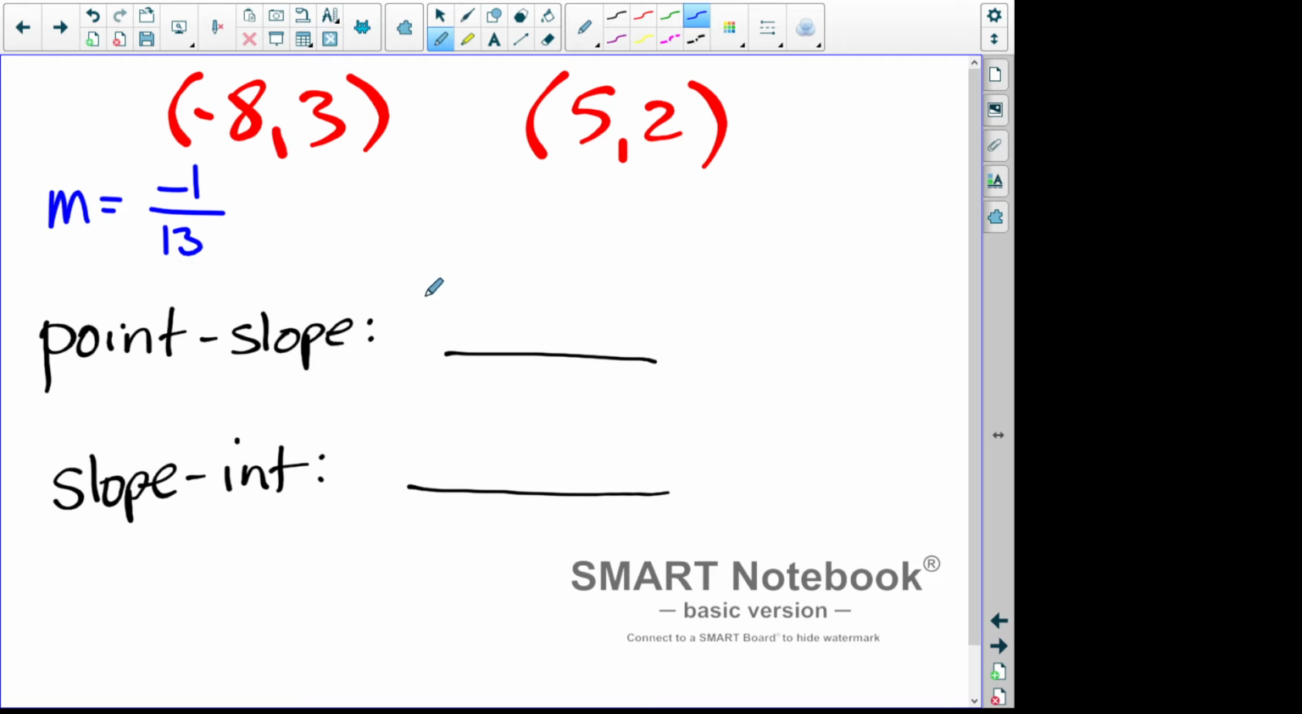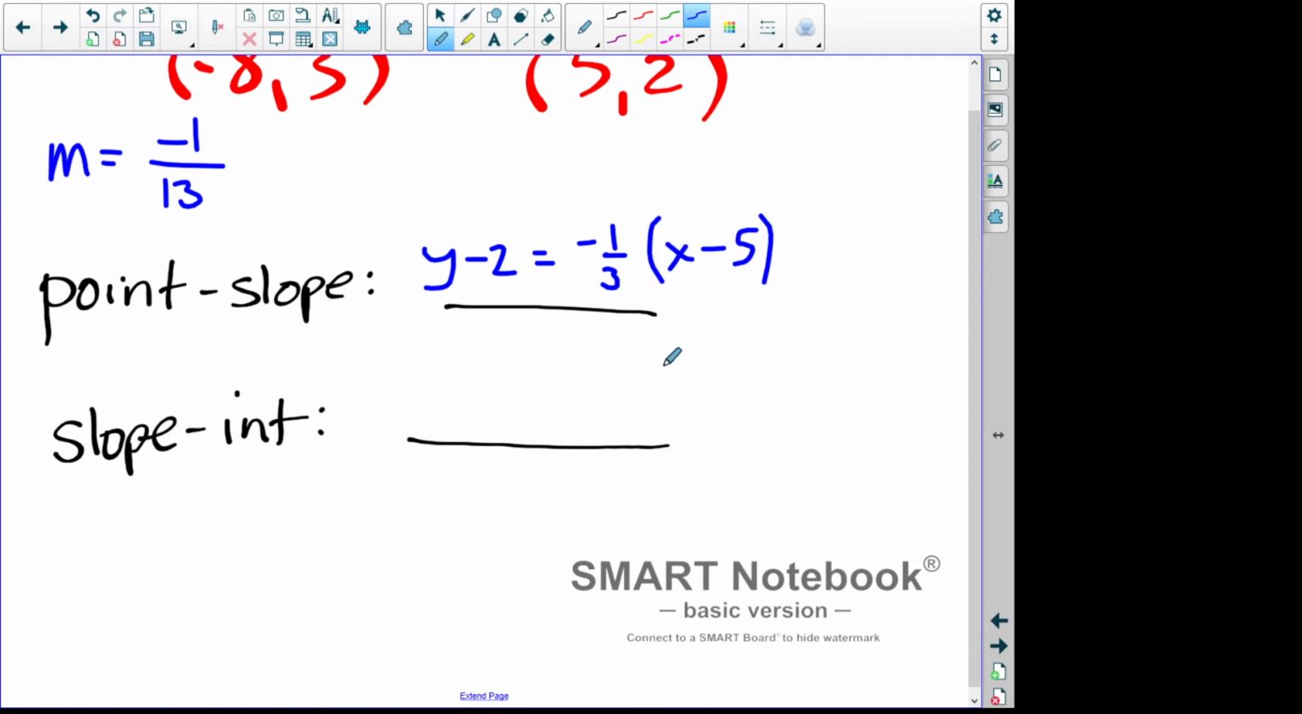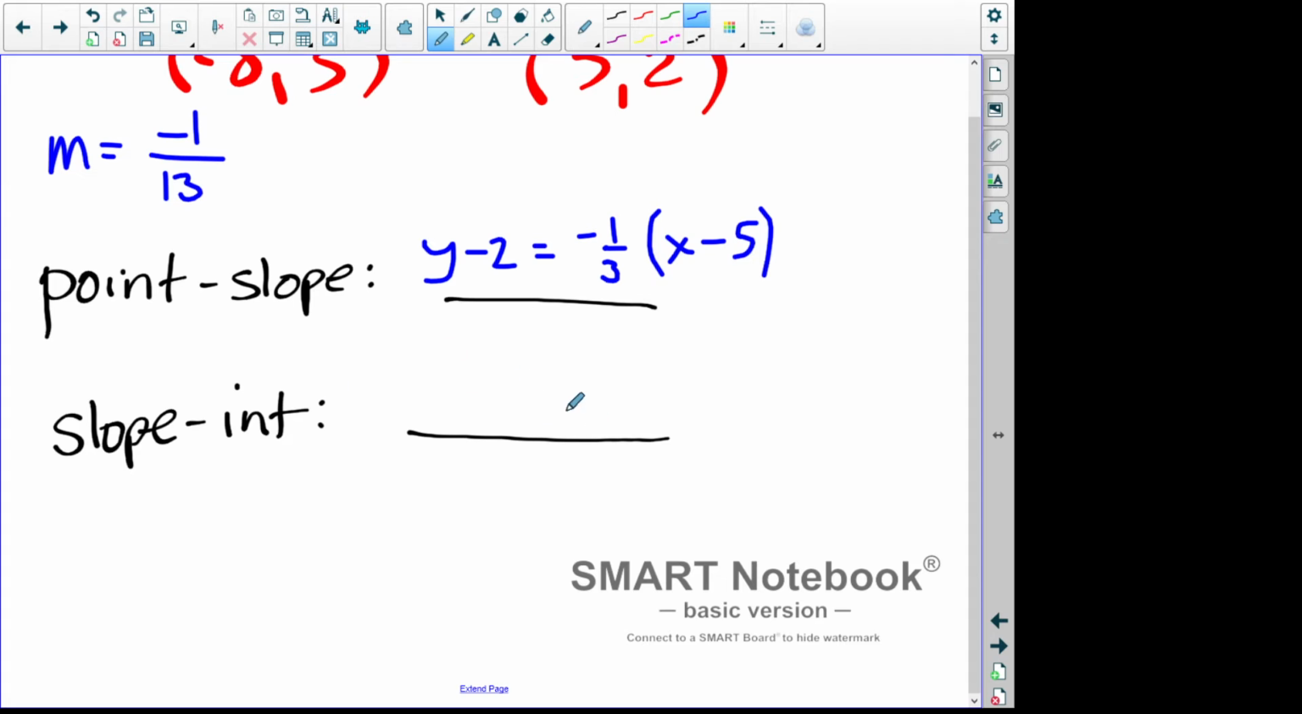So I'm going to write my point slope form. So this is going to be y minus 2 is equal to -1/13 times the quantity x minus x1, which is 5. And so there's my point slope form. Okay, do a quick calculation of the slope there, and then I've already got my equation. So again, not a lot of computation that has to go on there. Whoops, I forgot my 1 here, it's 13.